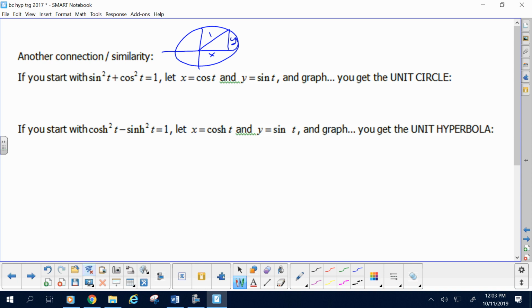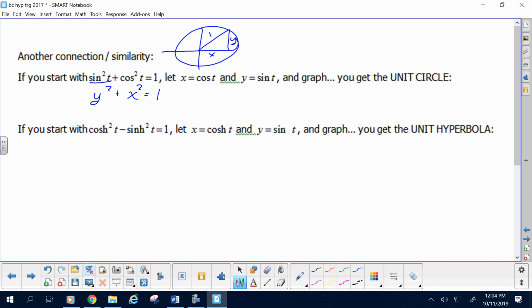It's because if I say that sine squared is the same as y squared, and cosine squared is the same as x squared, I get just a plain old circle. And it doesn't matter what the angle is. The x squared and the y squared always equal 1, whatever the triangle looks like. Follow? Right.